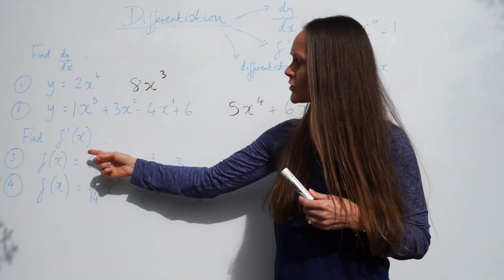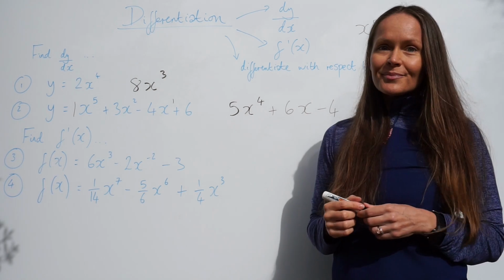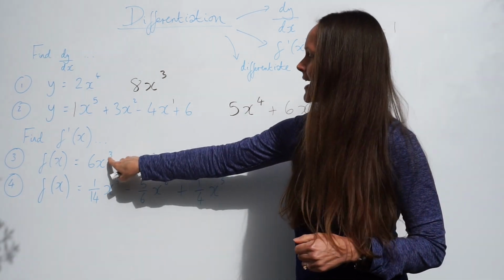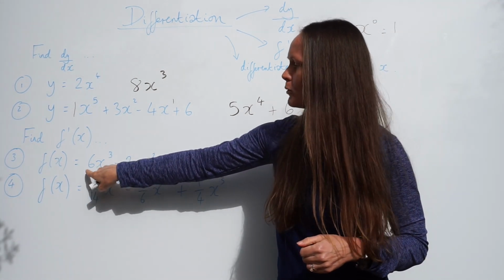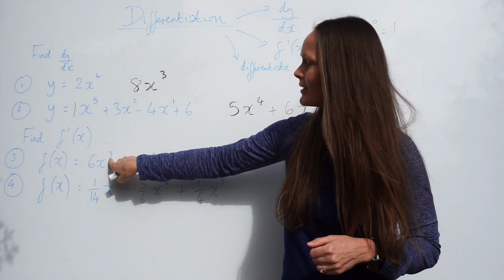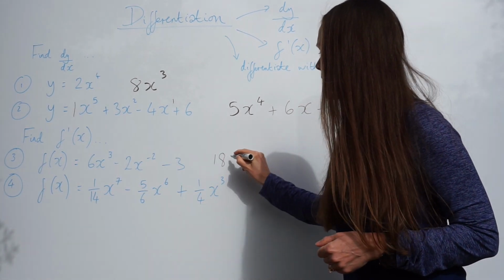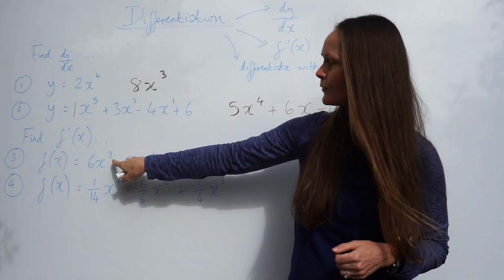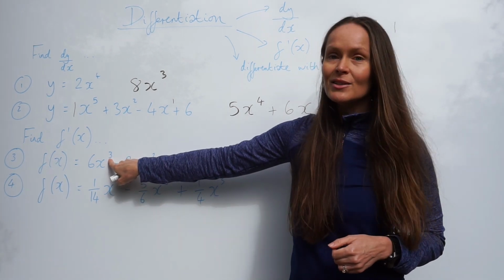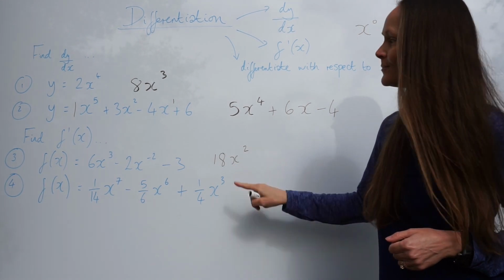So we've been given functions, and we have to use exactly the same method as before. So for the first term, take the power 3, multiply it by the coefficient, so the number in front of x. 3 multiplied by 6 is 18. Then subtract 1 from this power, so 3 minus 1 is 2. So we've got 18x squared so far.